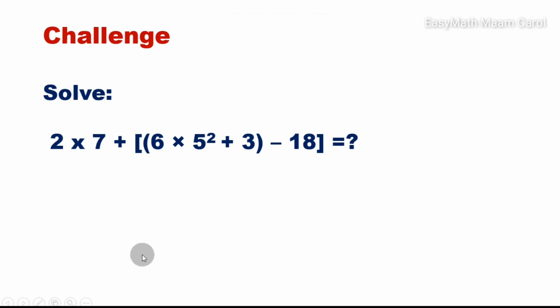So may challenge naman ako sa inyo ngayon. Can you please solve this expression para tingnan natin next time kung naintindihan nyo kung paano gamitin yung rules ng PEMDAS. So we have 2 times 7 plus, we have the big quantity. At ang nasa loob nun ay quantity 6 times 5 squared plus 3 minus 18. So there. So next time, yan naman yung unang-una nating sasagutin.